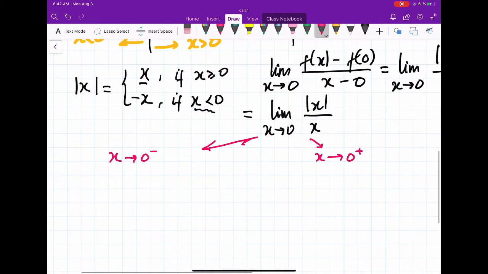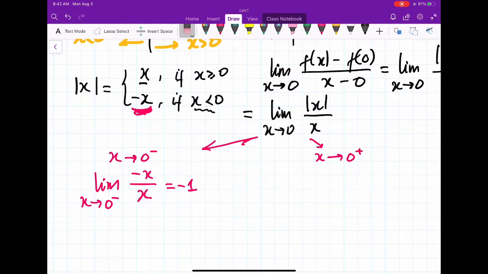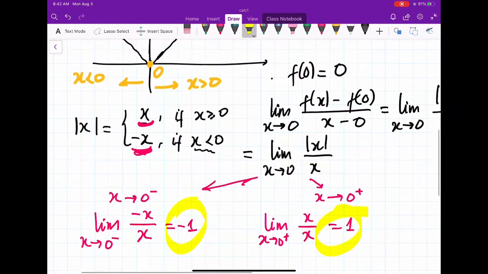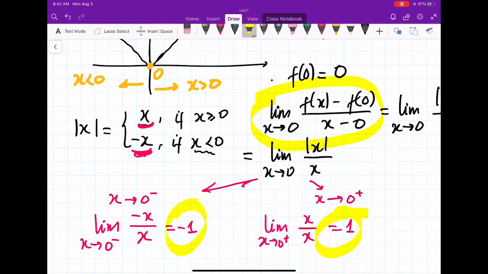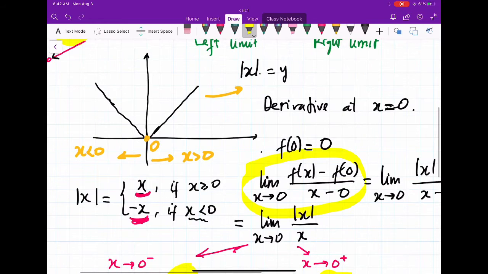When x approaches 0 from the left, we have the left limit. So the limit when x approaches 0 from the left is negative x over x, because the absolute value in that case equals negative x. And that is negative 1, you see? And when x approaches 0 from the right, the absolute value is equal to x, because x is positive, right? Then we have the right limit equal to 1, you see? So the left limit and the right limit are different. That means this limit does not exist. That means the function does not have a derivative at 0. So the answer is no.